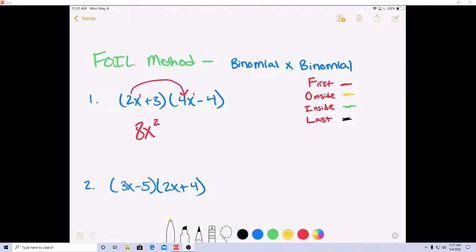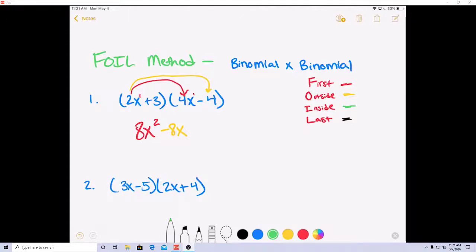And then outside, the outside terms. If you're looking at this and there's 4 of them, the two that are on the outside would be the 2x and the negative 4. Right? They're outside. The ones at the beginning, ones at the end, that puts them on the outside of the problem. So 2x times negative 4 is negative 8x.